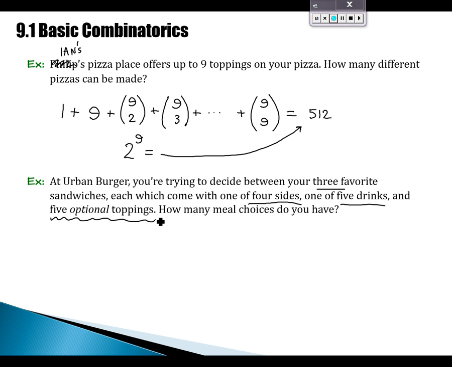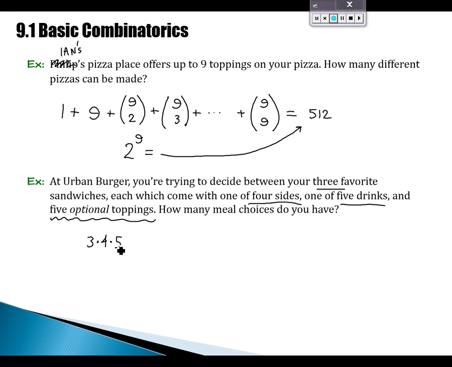So let's forget about the five toppings for now. Do you only pick one of the five? No, you can choose all of them if you like. Okay, wait. All right. Listen. So if we didn't have the second part, what would it be? It would just be like your clothing problem from the warm-up day one yesterday, right? You'd have 3 × 4 × 5, right? For the number of sandwiches, sides, and drinks. That'd be the number. Now, how do we work in the toppings, though?